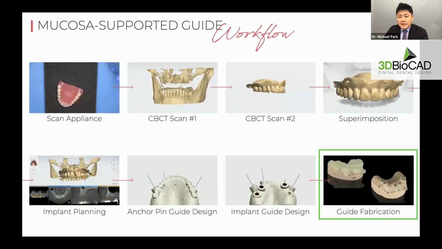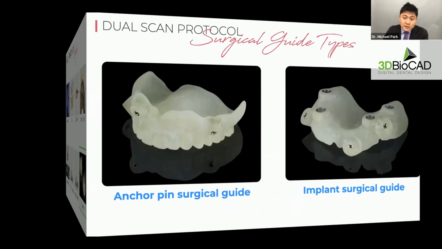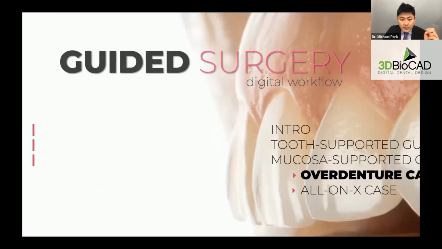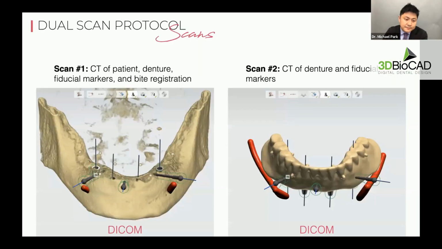Okay, now that the guides are designed, we export them as an STL file, and then we can fabricate our surgical guide using our 3D printer. And these are the 2 guides that we fabricate. And so that's basically the workflow for the mucosa-supported guide. Now let me just share some cases with you guys.